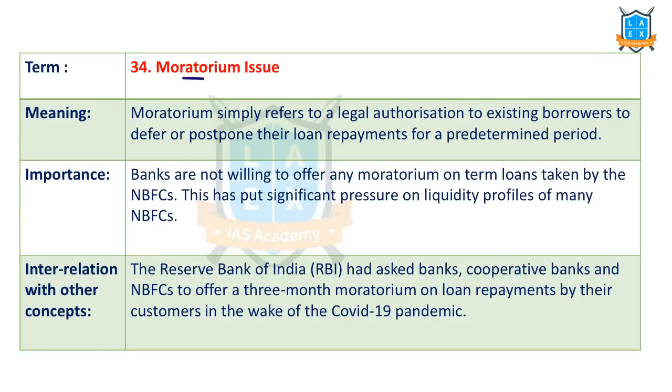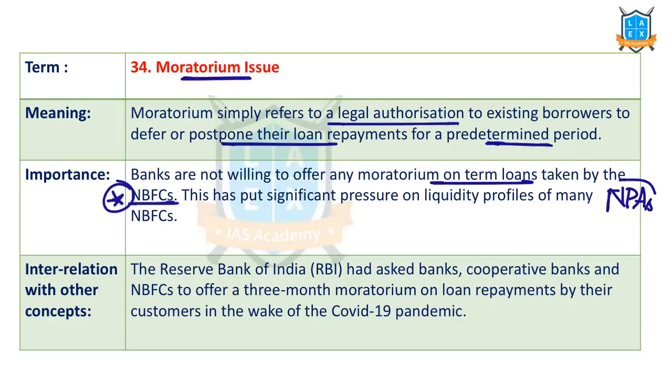The next important term is moratorium. What is moratorium? It is simply postponing the loan repayments. It is a legal authorization provided for postponement of a loan repayment for a predetermined period, let's say 3 months, 4 months, 6 months, like that. So why is this in news? Banks are offering moratorium for individuals, but banks are not willing to offer the moratorium to NBFCs, that's non-banking financial companies, because they fear that might lead to NPAs, non-performing assets.